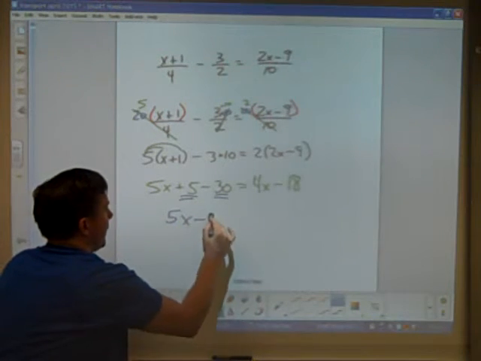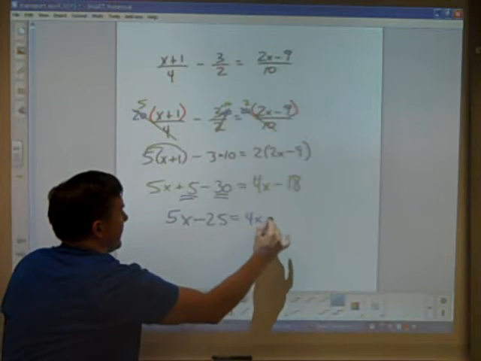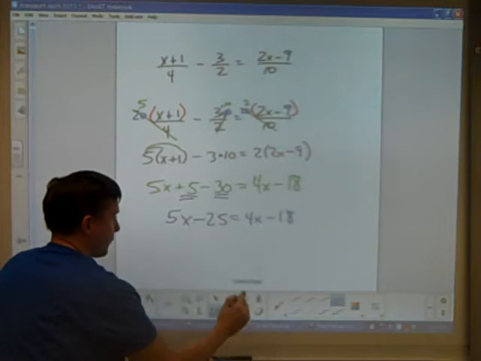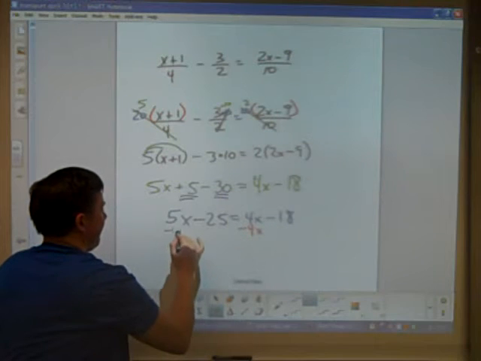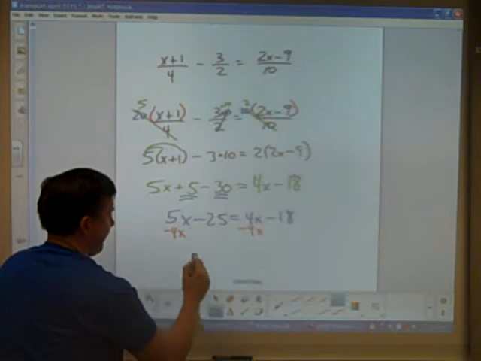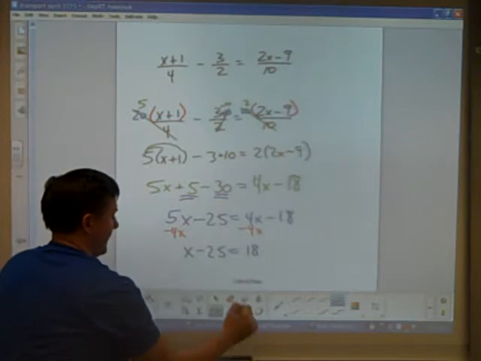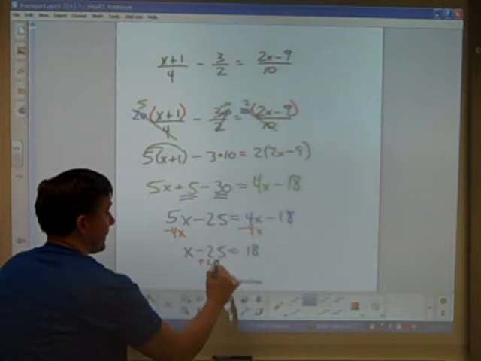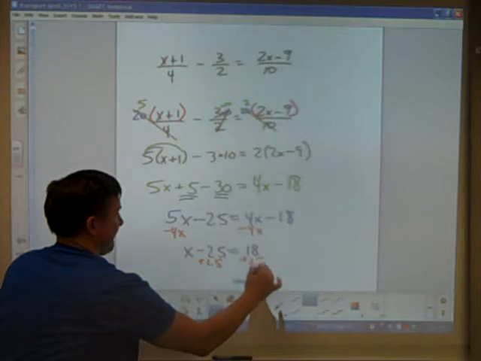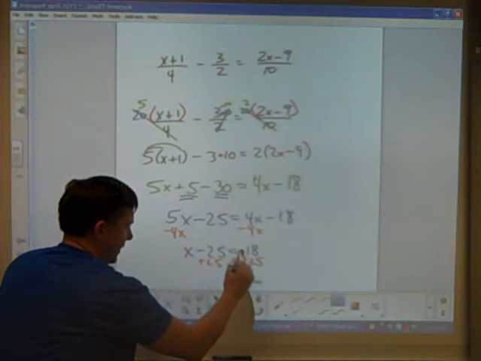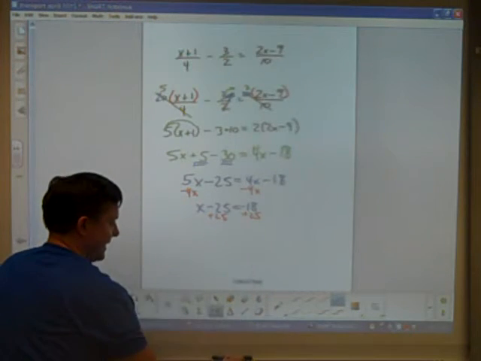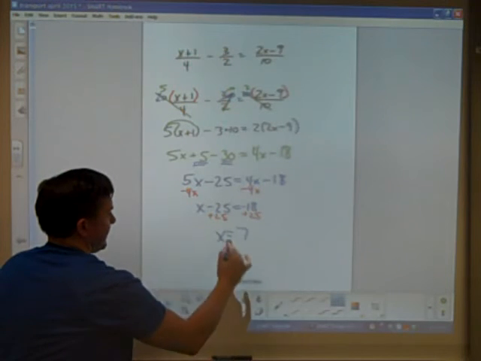Combine like terms, I get minus 25. Get the x's on one side. I get x minus 25 equals negative 18. So I'll add 25 to both sides. Plus 18. I said it, but I didn't. There we go. And I get x is positive 7.